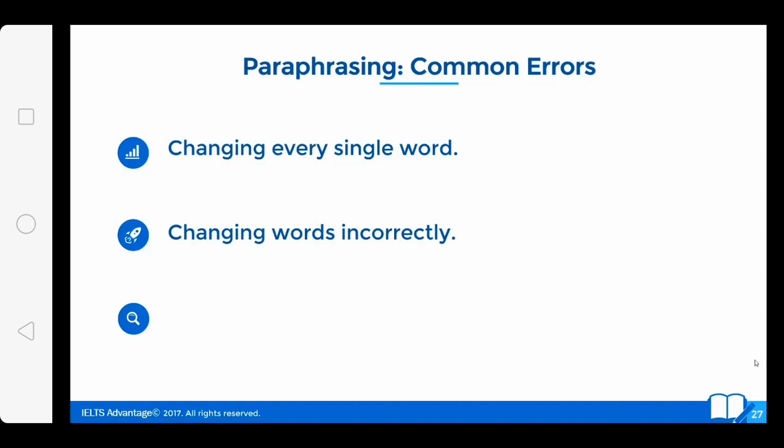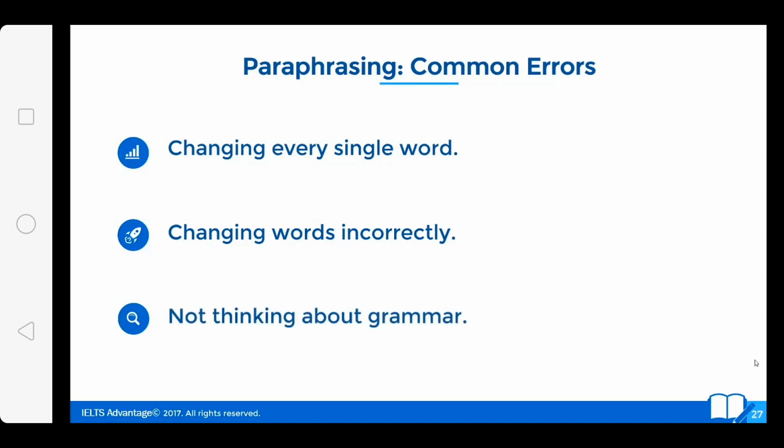Changing words incorrectly. So this comes from people fearing repeating words. So they try and change words as many times as possible. And most of the time when they're doing that, they're doing it incorrectly. So the meaning could be wrong, the collocations could be wrong, the spelling could be wrong, the grammar could be wrong. Don't change a word unless you know how to change it properly. Because all of those mistakes add up. If you're making mistakes in most of your sentences, it's impossible to get a 7 out of it. Impossible. If you look at the marking points.